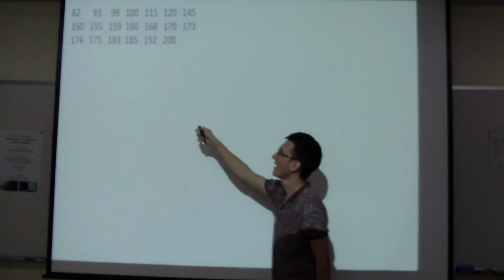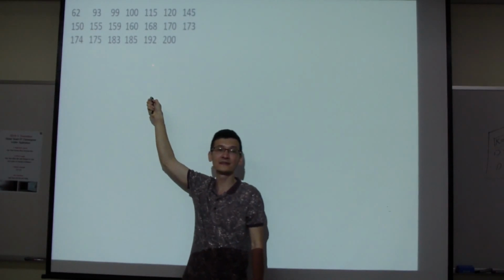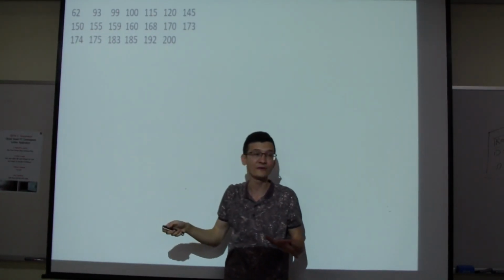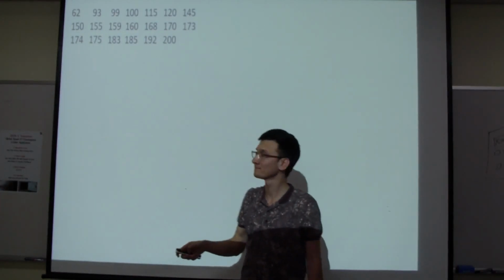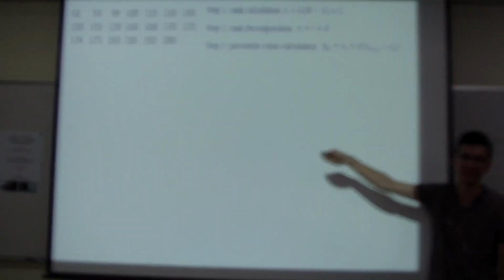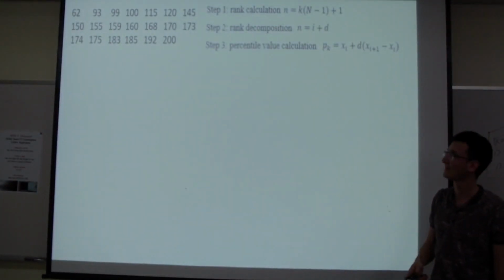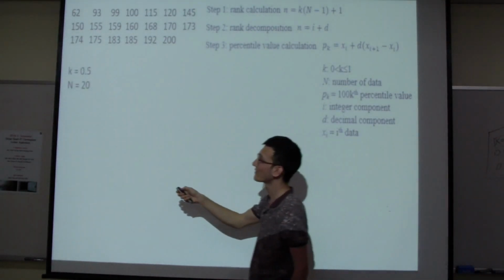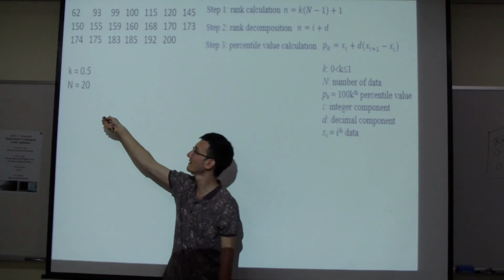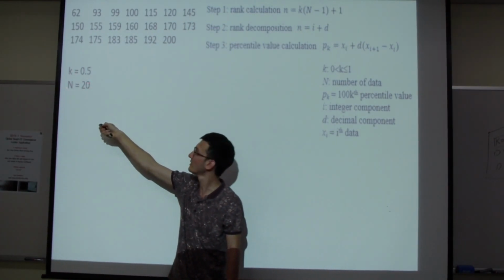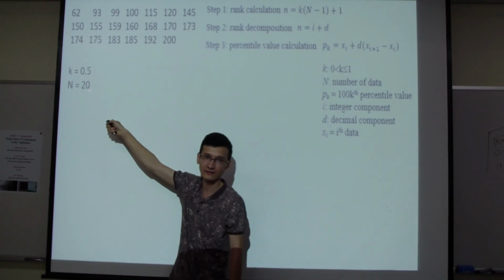And now our data is in ascending order, yeah? Yes. Our data is in ascending order. Now we can calculate the percentile. Okay, we have the first step, the second step, the third step in order to calculate. Now, what do we know? We know K. K is 0.5. We know N. This is 20, the number of data.